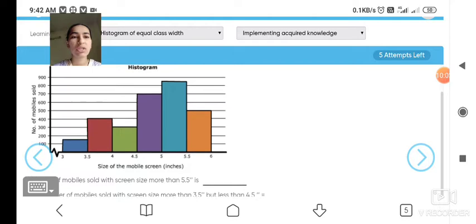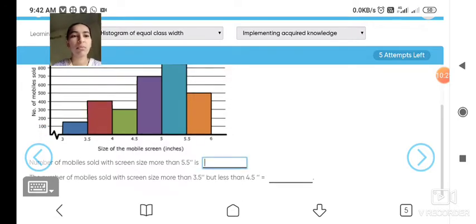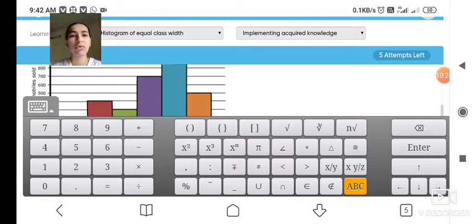Now, the number of mobiles sold with screen size more than 5.5 is what? You can see where the 5.5 size is on the horizontal line. How many have been sold of size more than 5.5? The last bar indicates 500. So the number will be 500. You have to write 500 there.